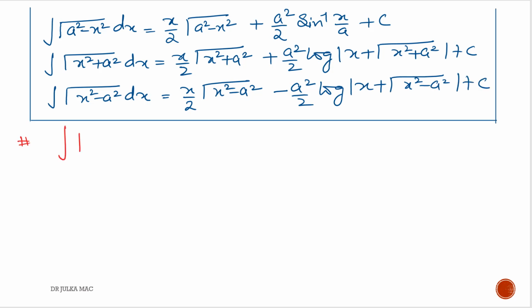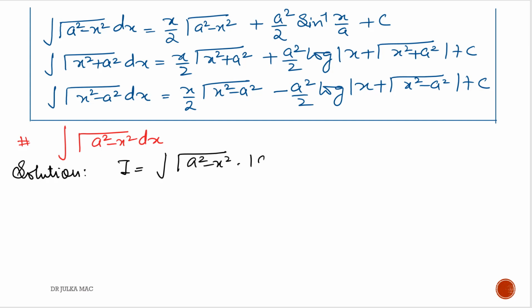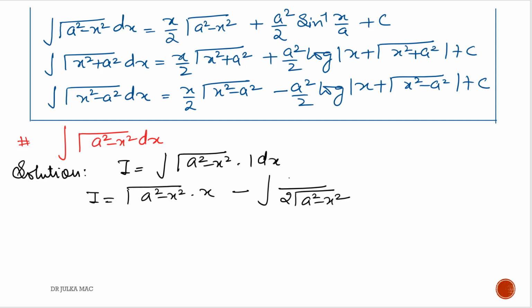Now first we prove the first formula. Integration of the root of a square minus x square with respect to x. We'll solve this question using by parts. Take the question equal to I, and the root of a square minus x square as the first function and 1 as the second function. First function as it is, integration of second is x, minus derivative of first, which is 1 upon 2 into the root of a square minus x square into minus 2x, and the integration of second is x.